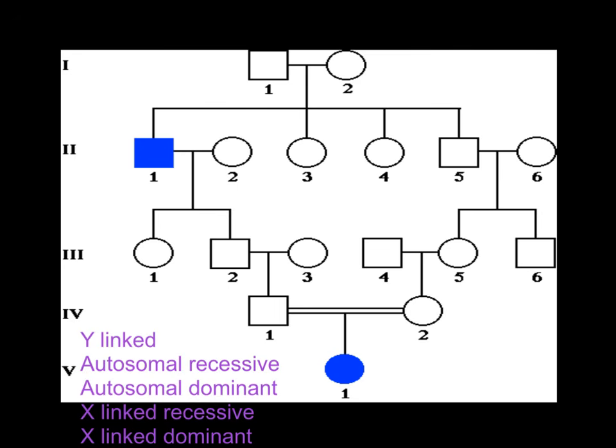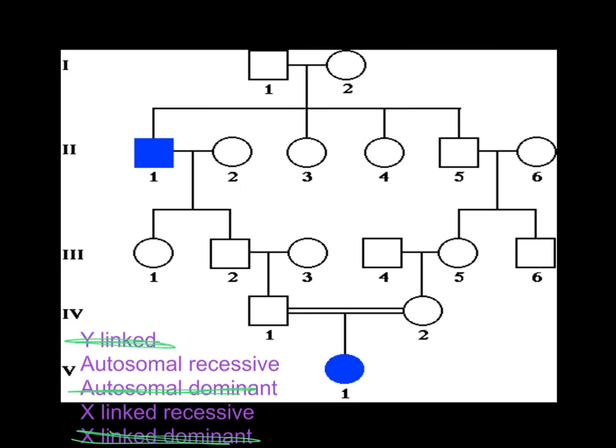Okay, in this pedigree, right off the bat, we see that there is a woman affected and a man affected, so we can cross off Y-linked as a possible mode of inheritance. We also notice that this is a trait that is skipping generations. That lets us cross off autosomal dominant and X-linked dominant as possible modes of inheritance.